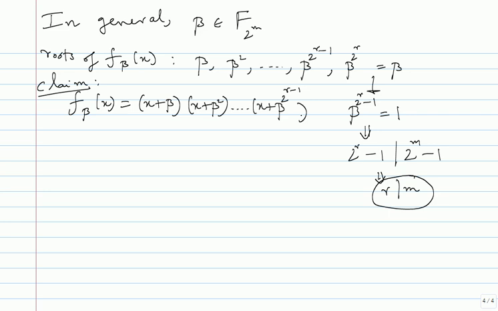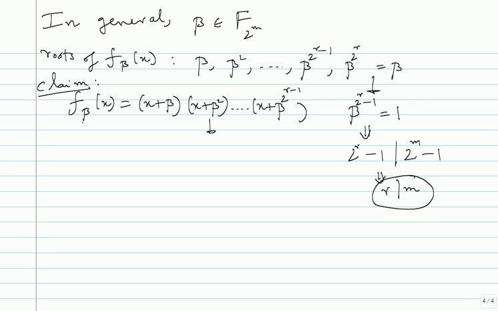Okay, that's my claim. So you know this polynomial has to divide f beta of x, that we know, because all those things are roots of f beta of x. So that polynomial has to divide. That's why I kept saying there could be other roots, maybe other polynomials, irreducible factors. What I'm claiming here is there is no such thing. Just multiply all these things, you get f beta of x.